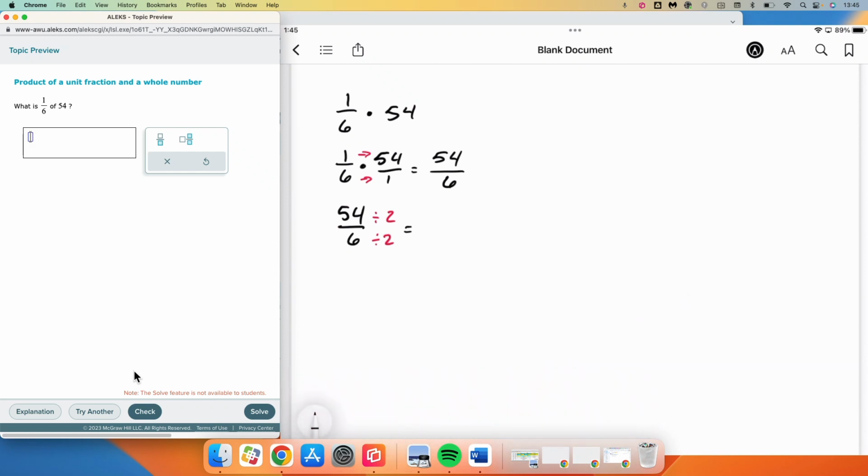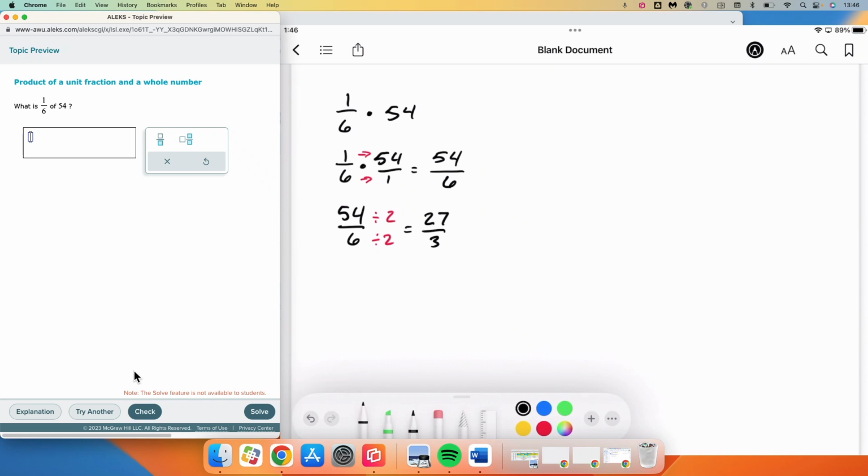And so I want to notice that 54 over 6, both of those are even. So I'm going to divide both of them by 2. Again, you may be able to put 54 over 6 in and have Alex accept it, but it is going to force us to do simplest terms later on in the quarter, so we might as well just get used to it now. So I see 27 over 3.